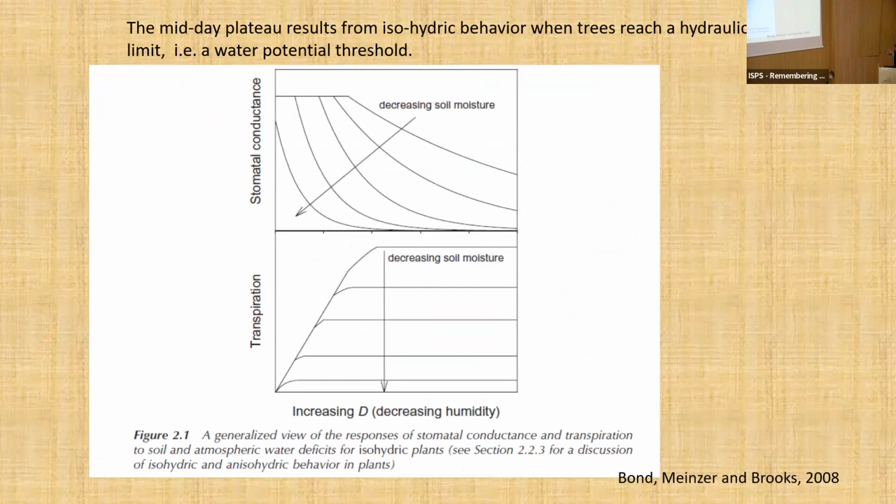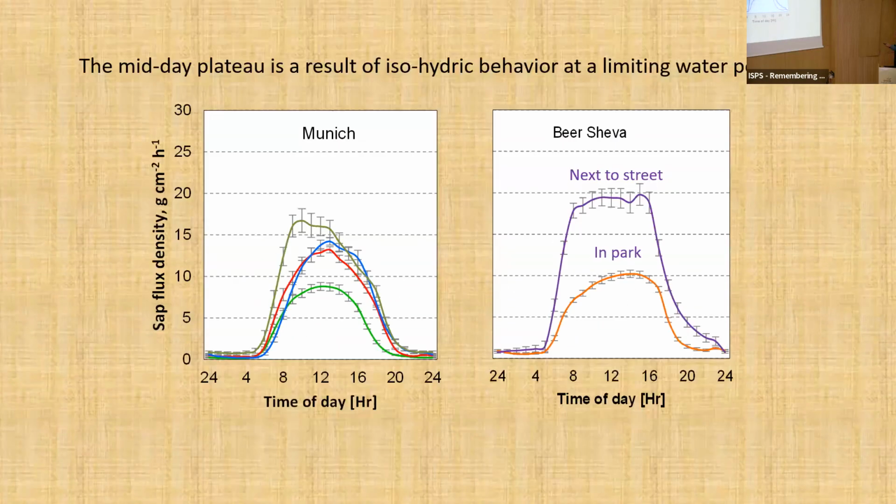Okay, we have the stomatal conductance as a function of increasing vapor pressure deficit or decreasing humidity, and the stomata close and transpiration levels off according to the soil moisture, which in my case was the midday stem water potential. So we have this leveling off, which for me represents the hydraulic limit, and it's in the discussion of water deficits for isohydric plants. Okay, so this is that figure again, and we have this nice isohydric behavior in both climates for these trees.